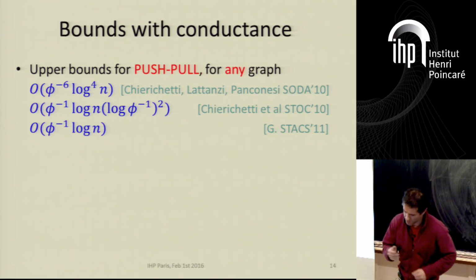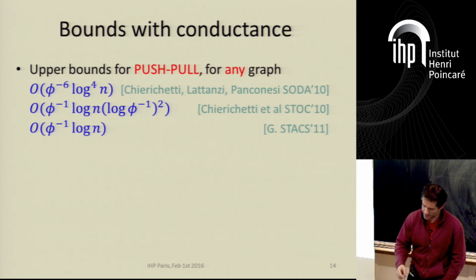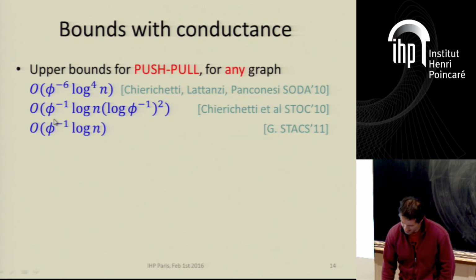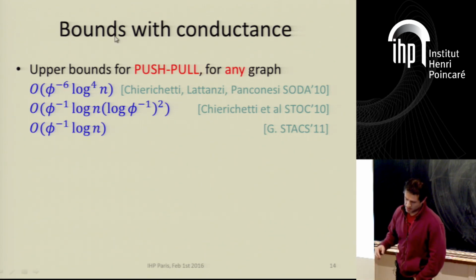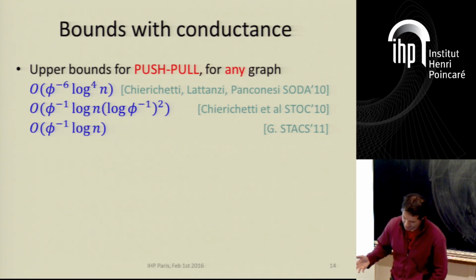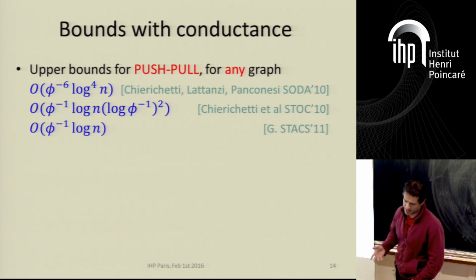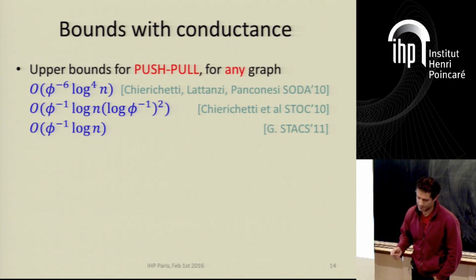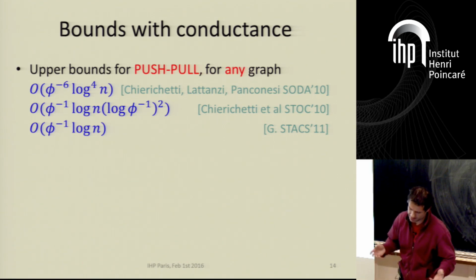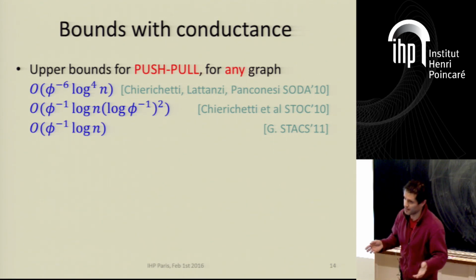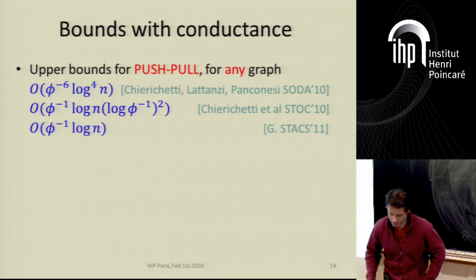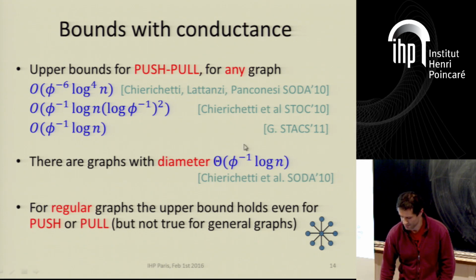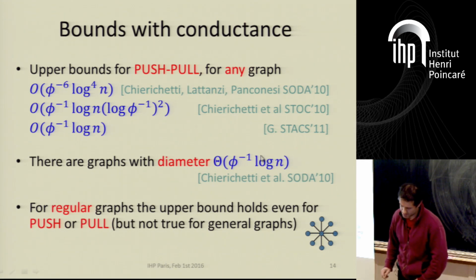So here are the bounds that have been shown in terms of the first of the two measures, the conductance. There has been a sequence of works producing tighter and tighter bounds. In the last bound we showed that for any graph, the push-pull rumor spreading time is bounded by at most log n over the conductance of the graph. This means that if the conductance is constant, then just a logarithmic number of rounds suffices to spread the rumor. And this bound is tight, as there are graphs that have that diameter.